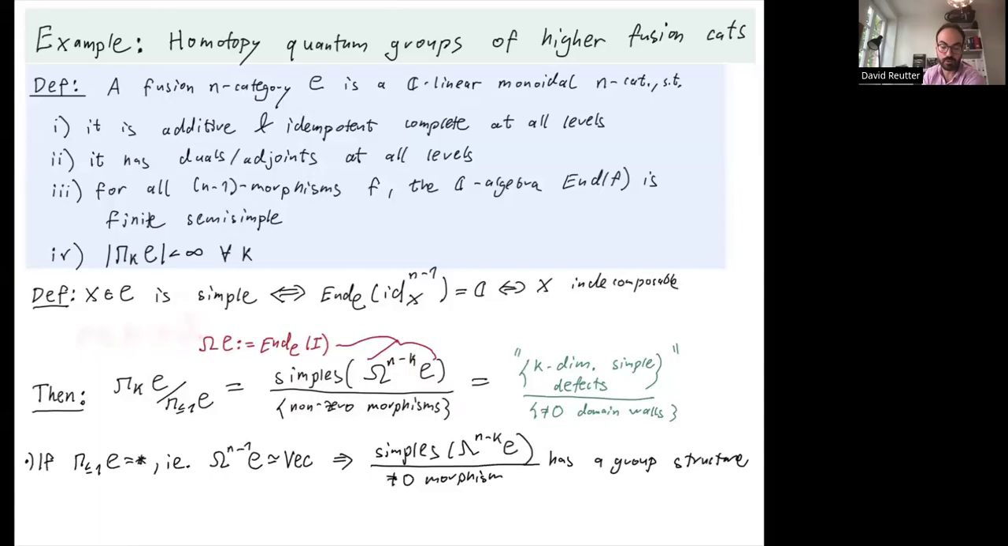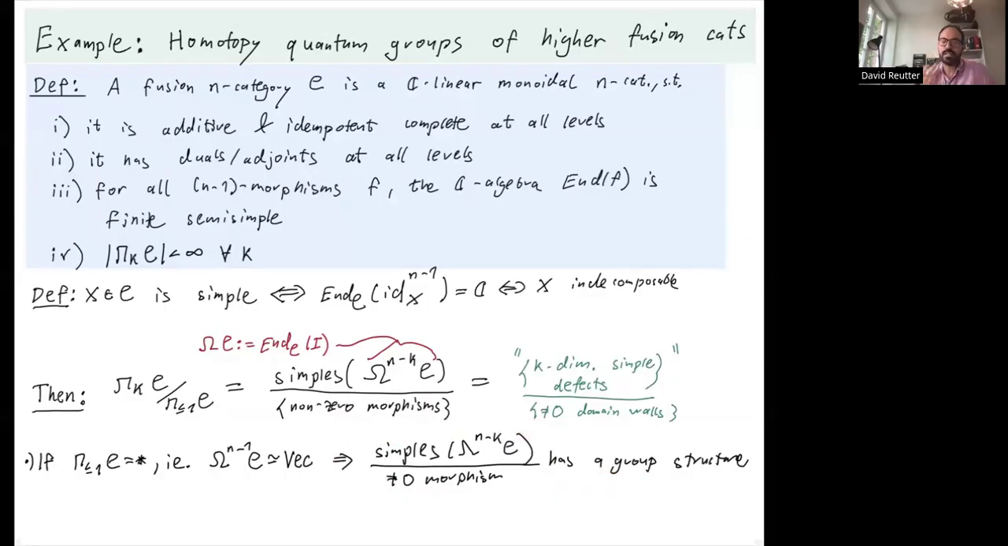For example, if the final group is trivial, if I look at higher vector spaces or super vector spaces, if I have d variantized, I would find that the simple n minus k dimensional defects, up to non-zero morphism, inherit a group structure. This would just be equal to pi k of C and would therefore be an abelian group.